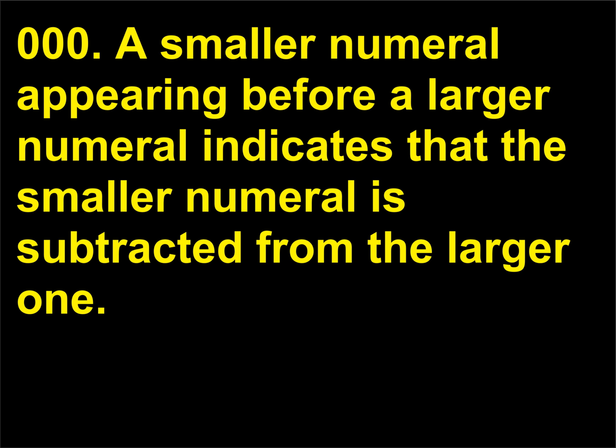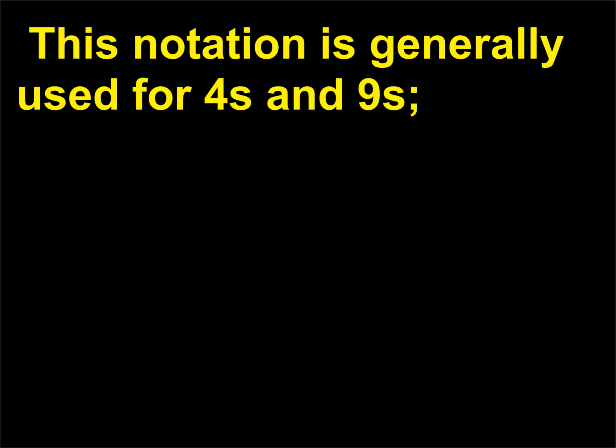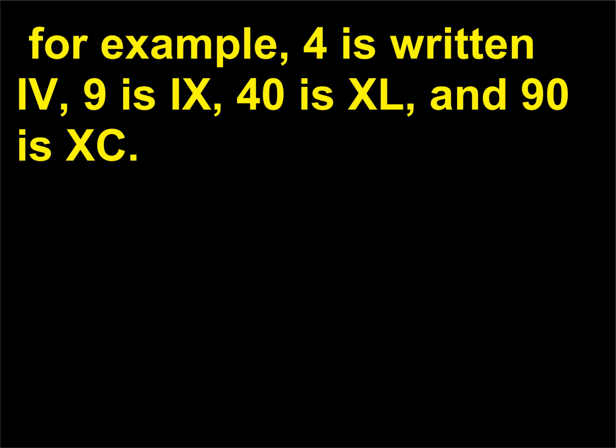A smaller numeral appearing before a larger numeral indicates that the smaller numeral is subtracted from the larger one. This notation is generally used for 4s and 9s. For example, 4 is written IV, 9 is IX, 40 is XL, and 90 is XC.